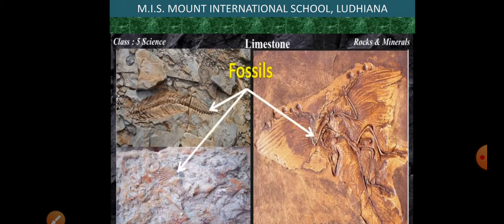Okay students, so in this class we have done the two types of rocks, that is the igneous rocks and the sedimentary rocks. In the next class we will discuss the metamorphic rocks.